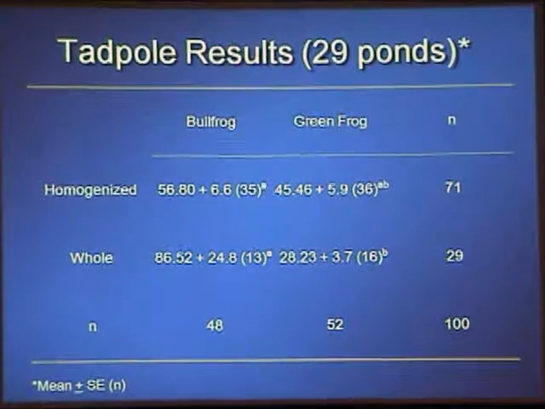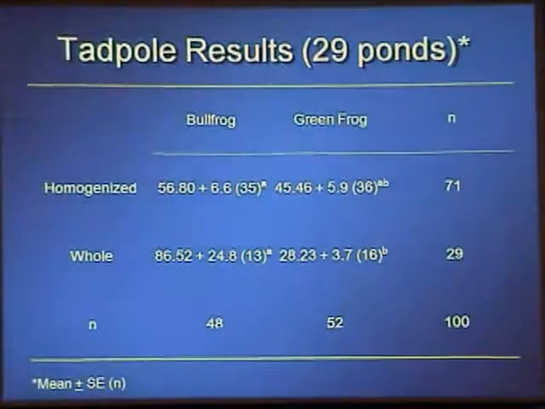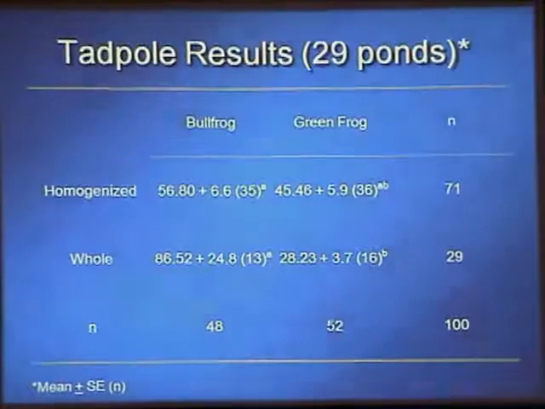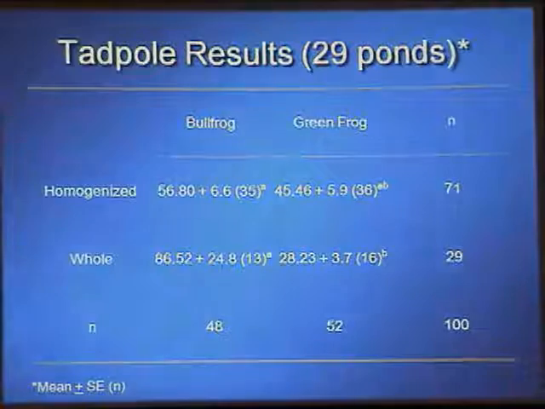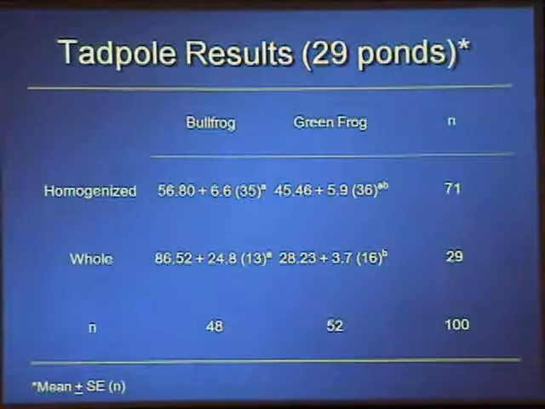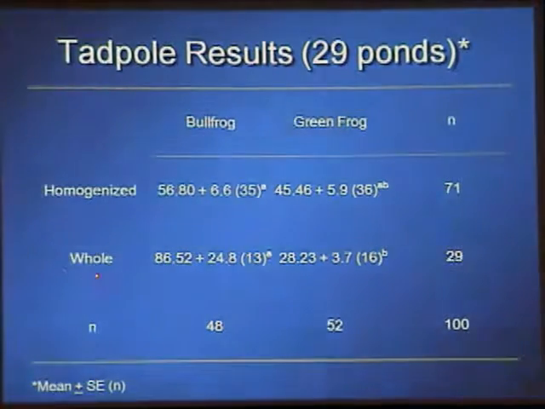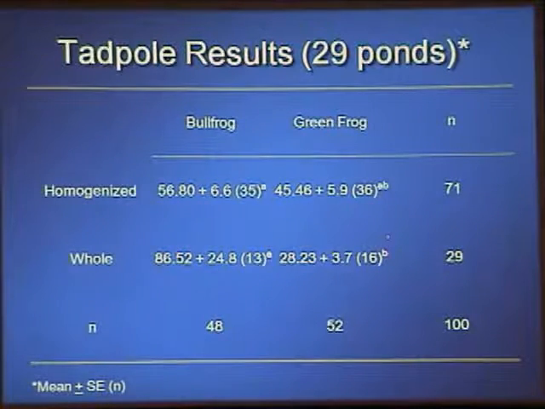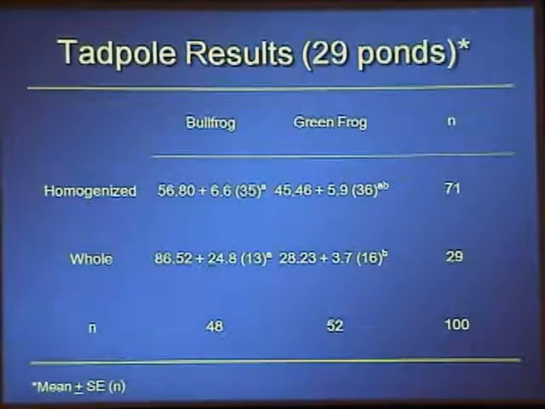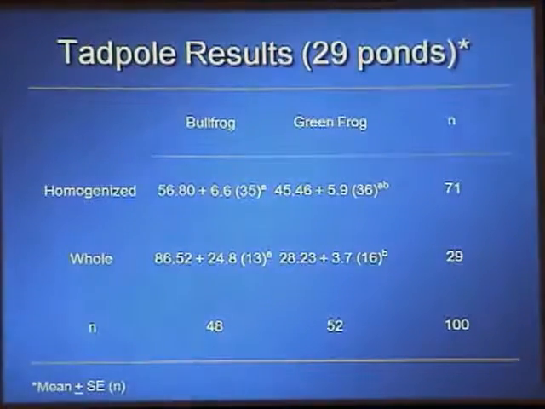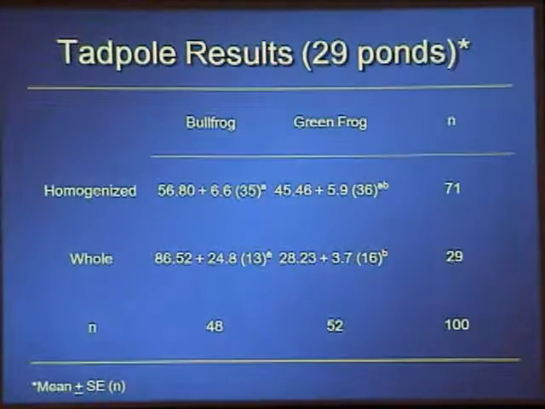The majority of our samples were homogenized for analysis, but we were wondering if the homogenization process was affecting the mercury concentrations that we were measuring. So we actually measured some tadpoles whole, and the only difference in concentration was in green frogs that were measured whole. But when we adjusted this for size, then there was no significant difference between whether it was a bullfrog or a green frog tadpole, or whether it was a homogenized sample or a whole sample.